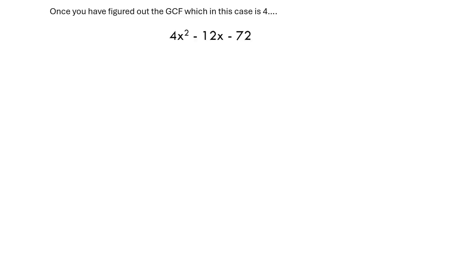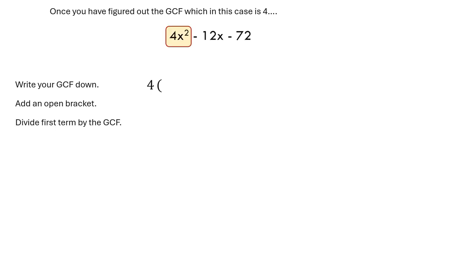So we'll use this greatest common factor of 4. We'll start by writing it down. We'll add a bracket. And then we'll look at the first term, 4x squared, and divide it by our greatest common factor. That will give us an answer of x squared. We simply place it inside the bracket.